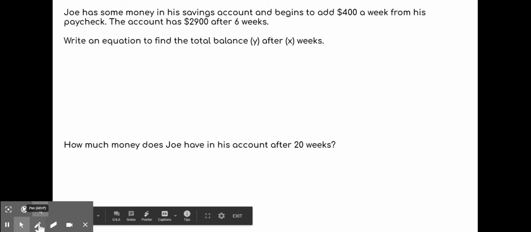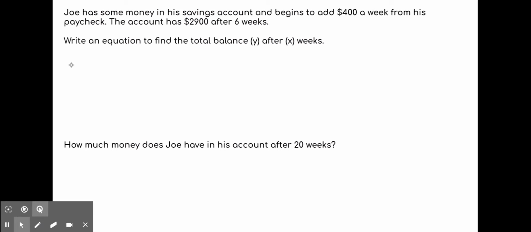Okay, so here's one I want you to try mostly on your own. It says Joe has some money in his savings account and begins to add $400 a week from his paycheck. The account has $2,900 after 6 weeks. So I want you to write the equation, okay? So the first thing we need, remember, is we need the slope and we need a point. So find the slope and the point that we know.